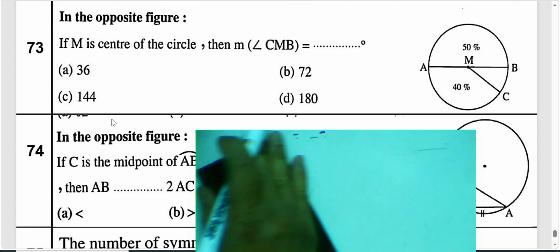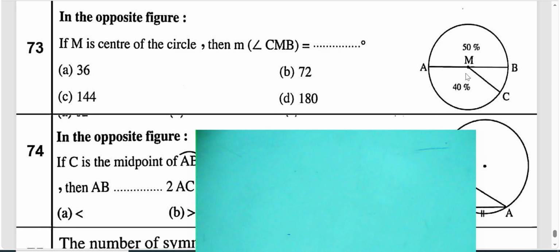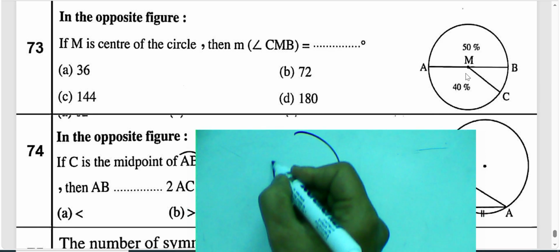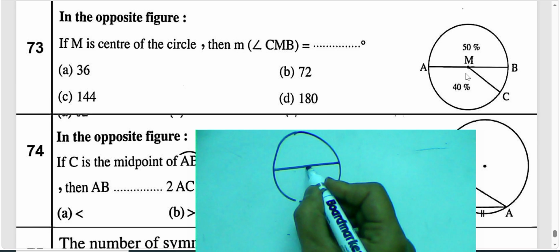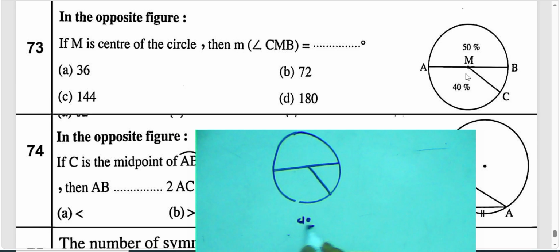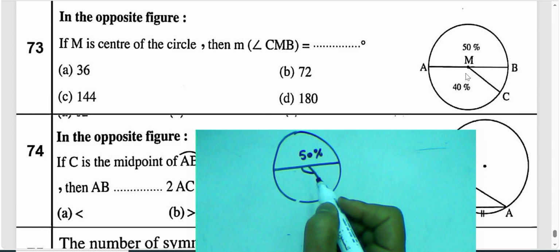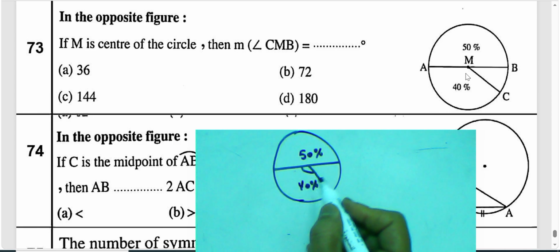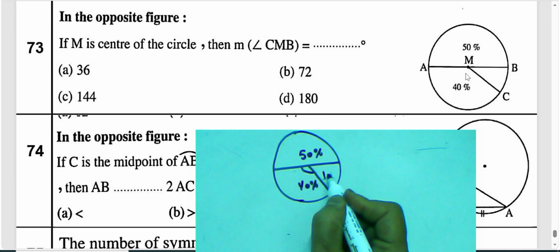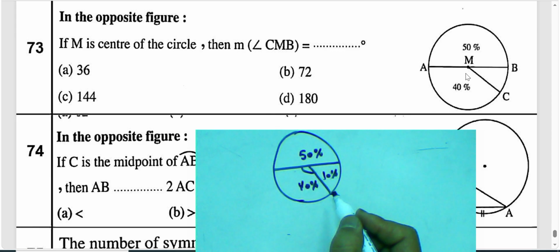We want to find the measure of angle CMB. What will this angle be? We have 50 degrees here and here 40%. 40% is the measure of this angle. We can write 40 over 100 times 360, cancel 0 and 0. 4 times 6 is 24. But this is 40% of 180. Okay, this is 50%, 180, and here 40%, and here will be 10%. He wants to find the measure of angle CMB.